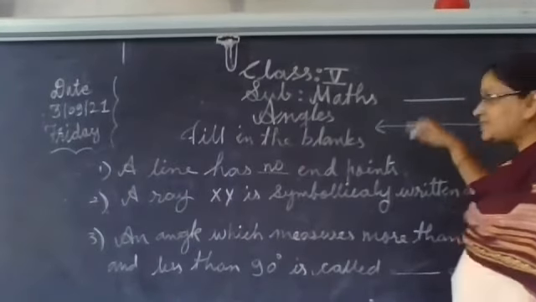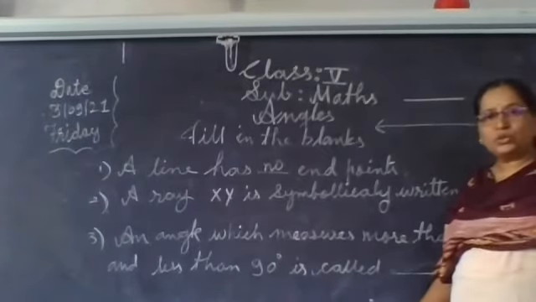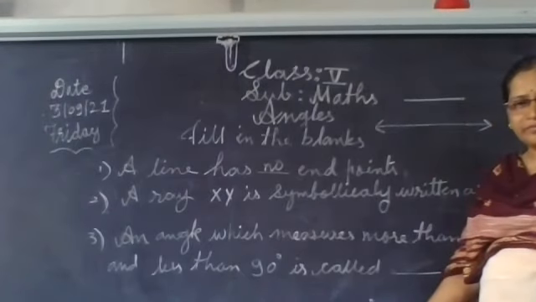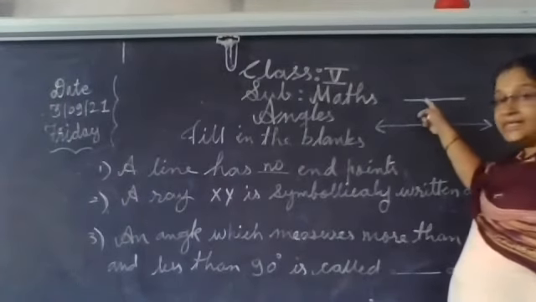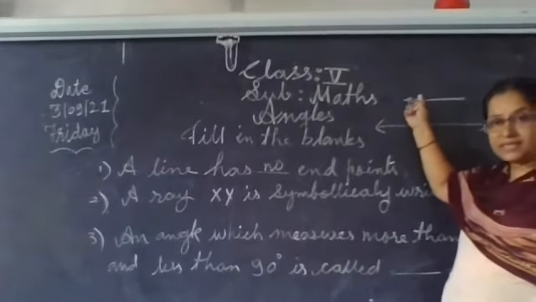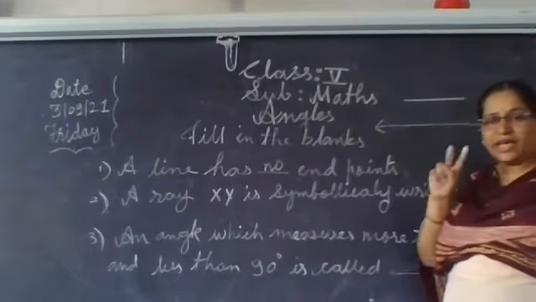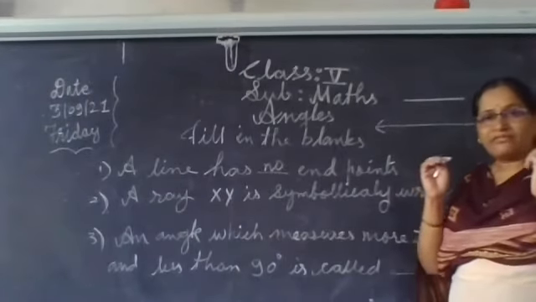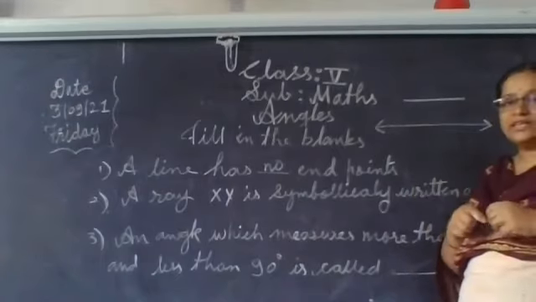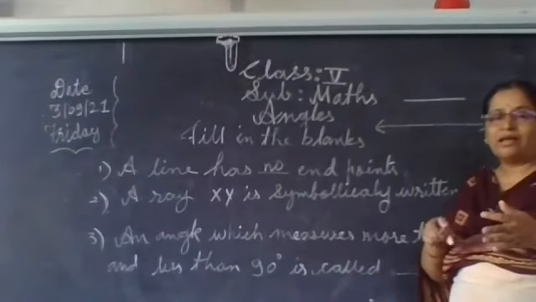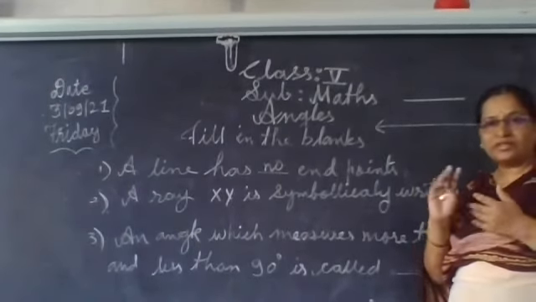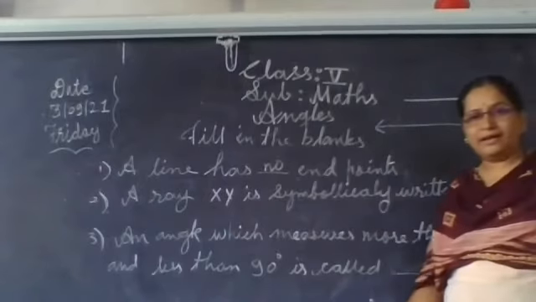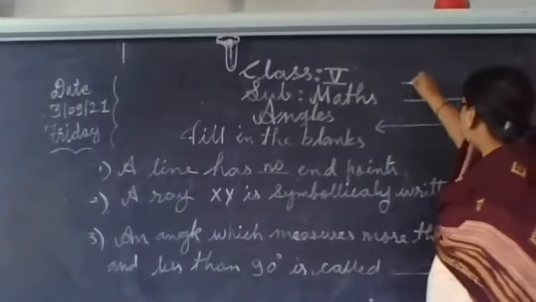And this is the line segment. A line segment has two endpoints. Why? Because it is a part of a line. We can measure it, so it has two endpoints. That means its length is finite. You can measure it with the help of a scale or tape, or whatever instrument is used to measure length. This is the ray.